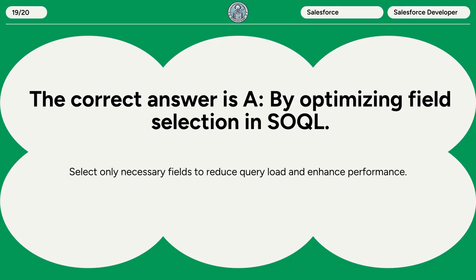The correct answer is A. By optimizing field selection in SOQL. Select only necessary fields to reduce query load and enhance performance.